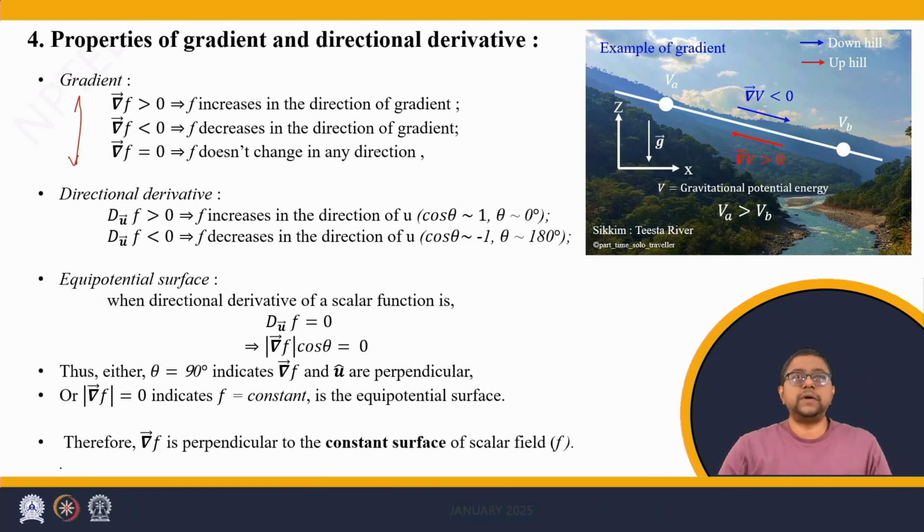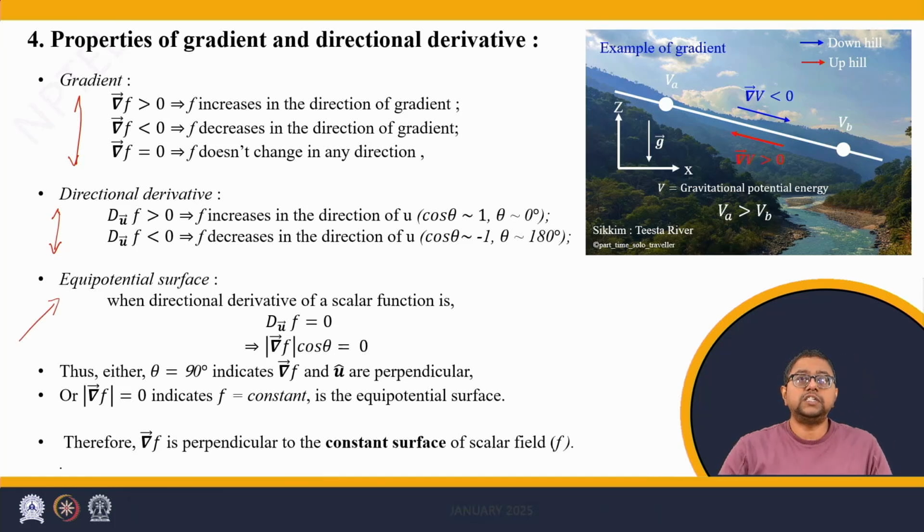The gradient may be positive, negative, or equal to 0, indicating increase or decrease or no change in any direction of the scalar field. Directional derivatives, on the other hand, if positive, indicate that f is increasing in that particular direction, or vice versa, negative values of the directional derivative indicate decreasing of f in the particular direction.